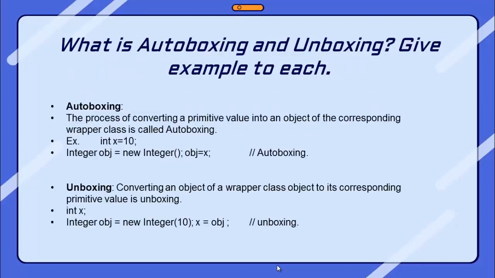What is autoboxing and unboxing? Give example. Autoboxing is the process of converting a primitive value into an object of the corresponding wrapper class. Example: x is equal to 10 is given. Here you are just converting into the wrapper class. Unboxing is converting an object of a wrapper class to its corresponding primitive value. You're doing the vice versa there. That is, Integer obj is equal to Integer.valueOf(10). So you're just converting the wrapper class into the primitive.